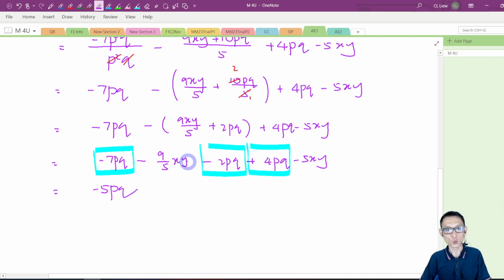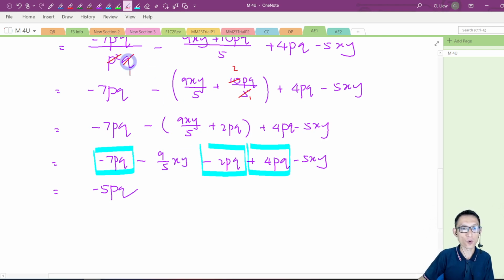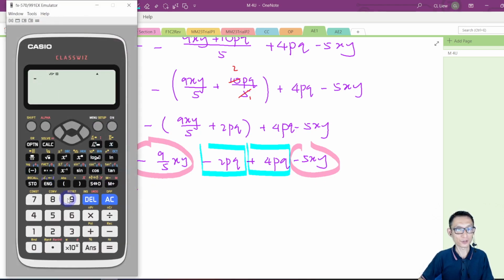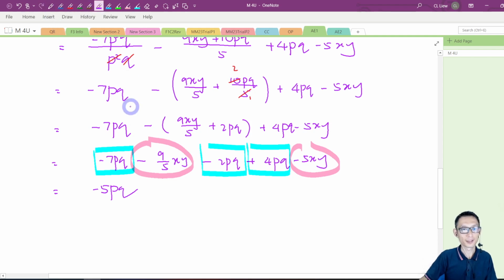Now let's go to xy. This time involve fraction. So you can just press your calculator. Negative 9 over 5 minus 5. You get negative 34 over 5. Negative 34 over 5 xy.